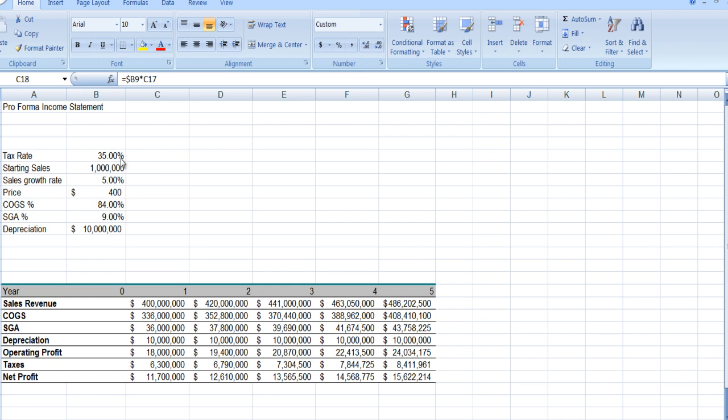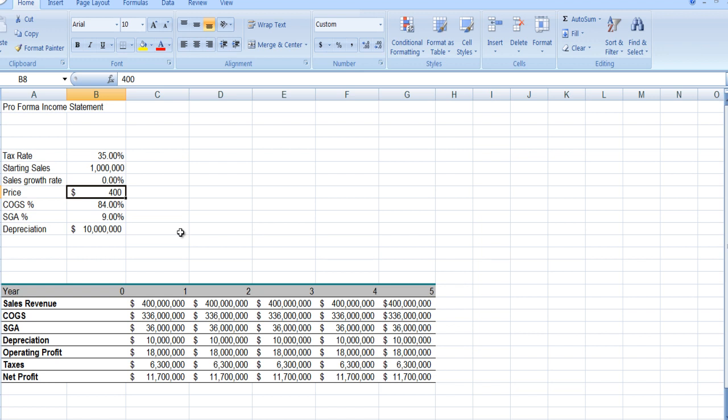We've tried to put the variables up here, such as sales growth, so we can change that number. If I change this number to 0%, you'll see we go back, sales doesn't grow at all. So it allows us to do some analysis to see how sensitive our project is to different changes in different variables.